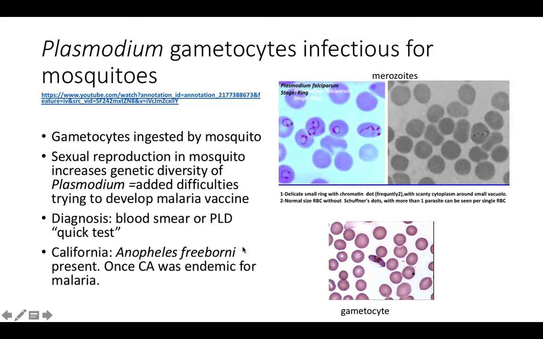We want to remember that we do have our own California malaria mosquito, Anopheles freeborni, the western malaria mosquito. We were once endemic for malaria. It's been only through mosquito control and malaria treatment that we're no longer endemic. But because we have the vector, this means that in the future we could become endemic again.